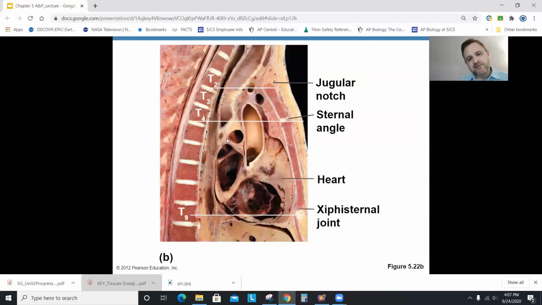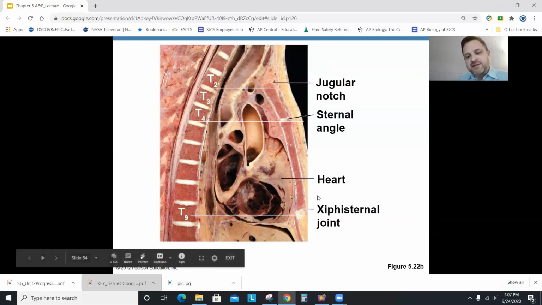And this slide, this is of course a cross section of what we just saw. This is from an actual cadaver. So you see the jugular notch, that's the thing right here. You see the sternal angle, that you can feel on the manubrium where it sticks out. They might take bone marrow from your sternum here with a needle.